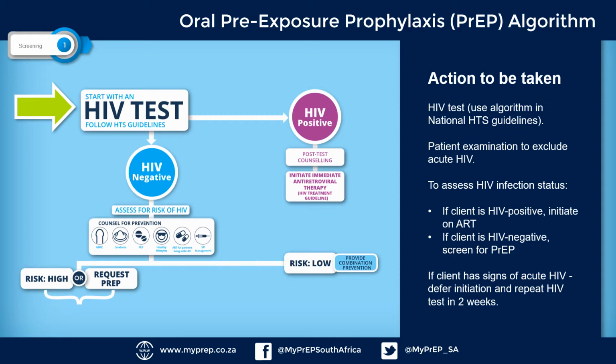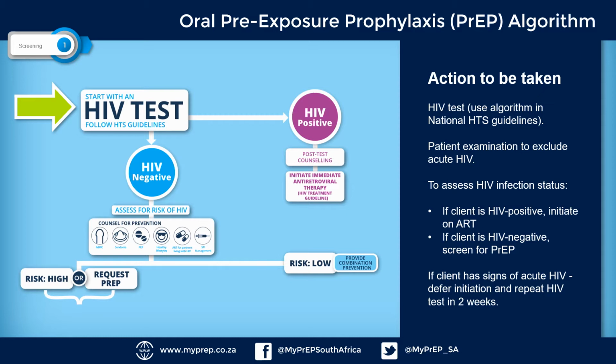If there are signs and symptoms of acute HIV infection, we must not initiate someone on PrEP yet. We defer initiation and repeat the HIV test in 2 weeks. If the client returns in 2 weeks, has a rapid negative test, and the signs and symptoms have resolved, it is safe to proceed with the screening and continue with PrEP initiation. If the patient returns and now tests HIV positive on the rapid test, you should proceed with ART initiation.